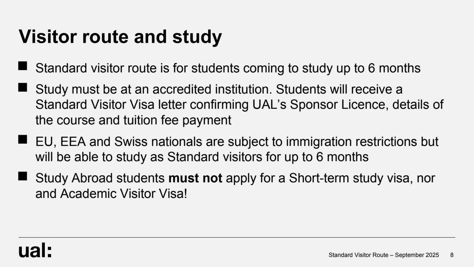EU and Swiss nationals are subject to immigration control as well, and it allows them to study in the UK for 6 months. So all of you who are study abroad students, you must not apply for a short-term study visa, nor an academic visitor visa. The correct visa type is a standard visitor visa.